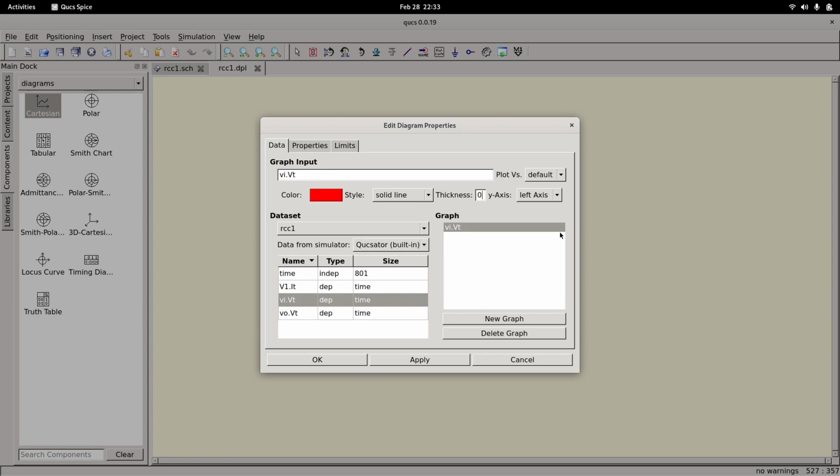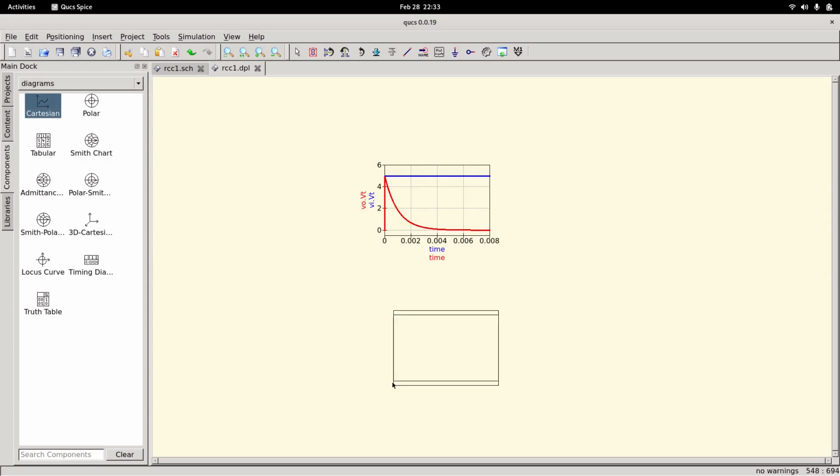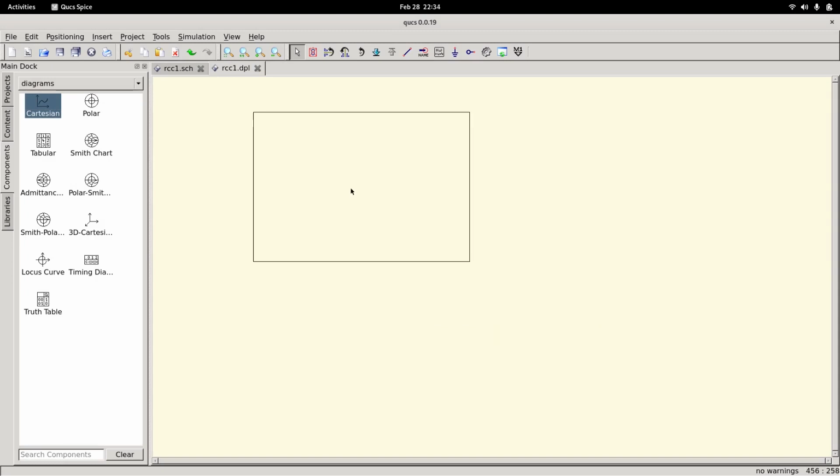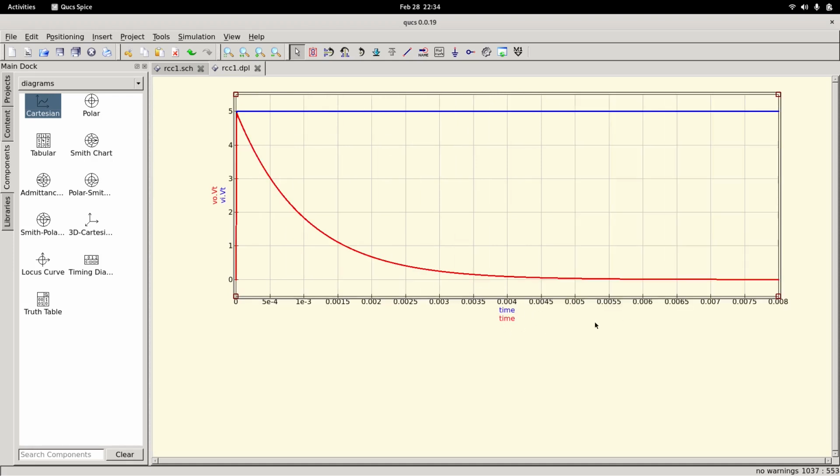We will change the thickness to 3. Then we require VO also. Double click on that. Apply. OK. Press escape. So this is the graph that you are going to observe. We will expand this time scale. So you can see that this is the output voltage, and the blue is the input voltage.